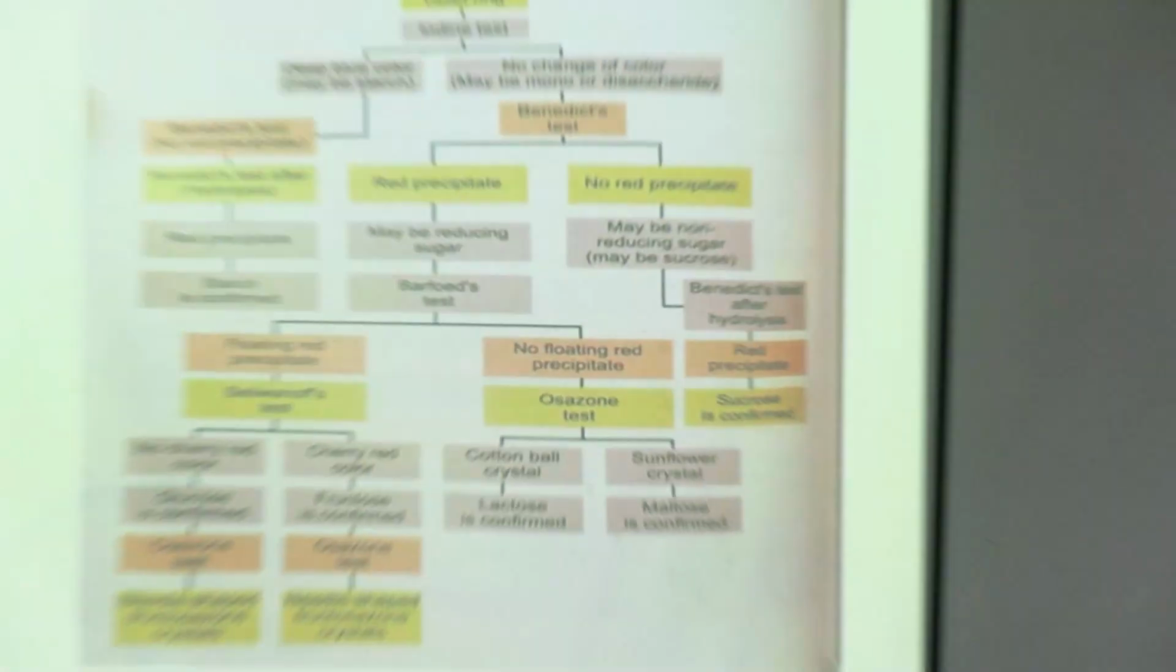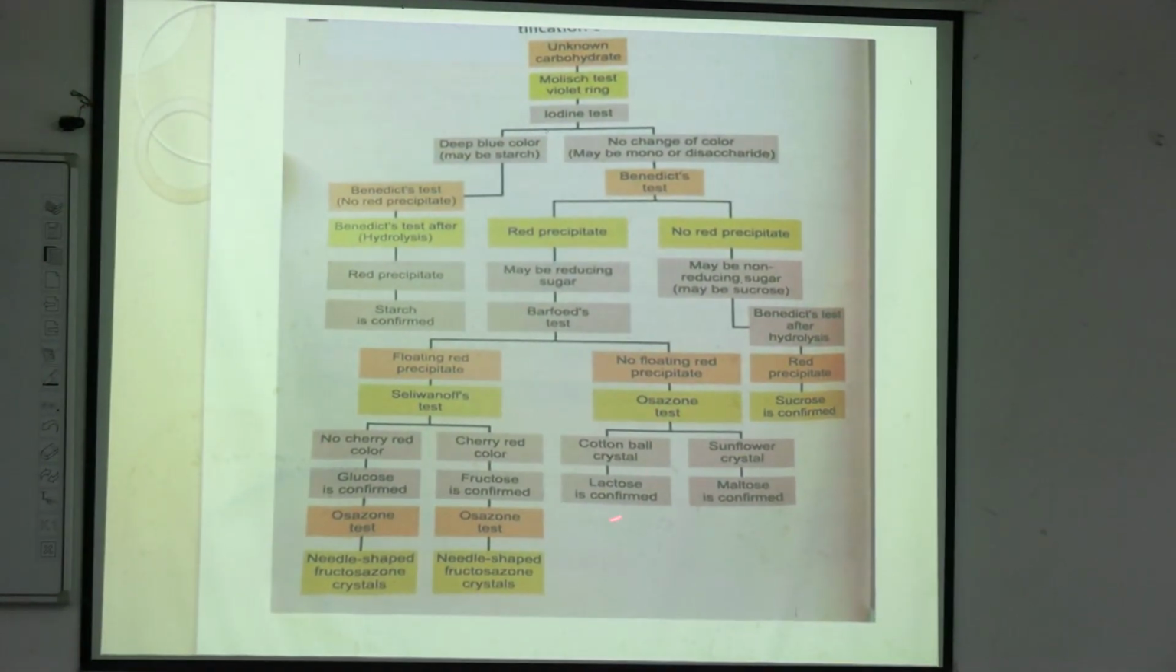Is it clear how to differentiate individual carbohydrates? So lactose will form cotton ball, sunflower crystal will be seen in maltose. In case of positive Barfoed's, we have to differentiate whether this monosaccharide is aldose or ketose. Monosaccharides are of two types, aldose and ketose. So Seliwanoff's will give positive for ketoses. So if cherry red color is found, fructose is confirmed, but we have to confirm it again by osazone test.